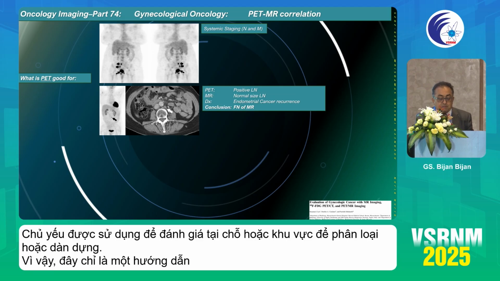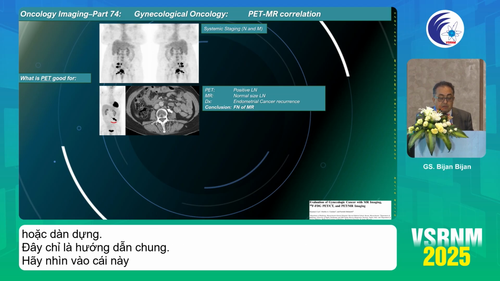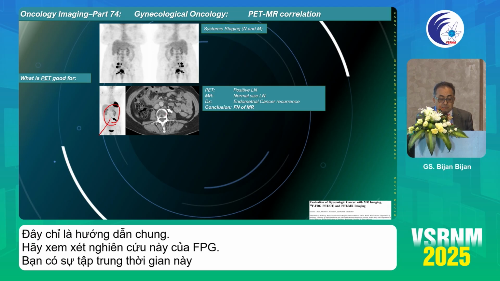Take a look at this one. On the FDG study, there's this tiny focus of activity that corresponds to this lymph node in the left paraaortic chain.